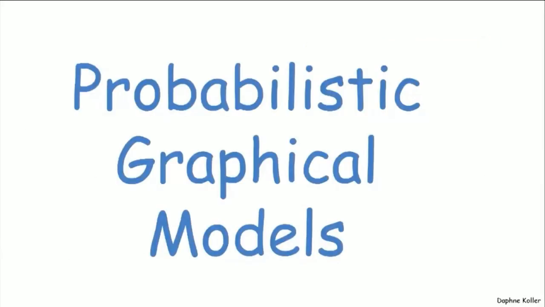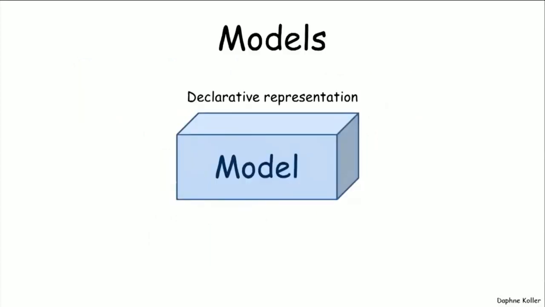So probabilistic graphical models are a framework for dealing with this kind of application. So let's first understand what each of these words mean in the context of this framework. So first, let's consider the word models. So what is a model? A model is a declarative representation of our understanding of the world. So it is a representation within the computer that captures our understanding of what these variables are and how they interact with each other.